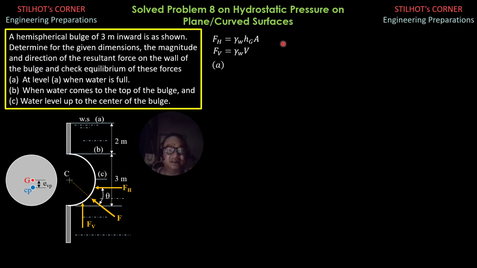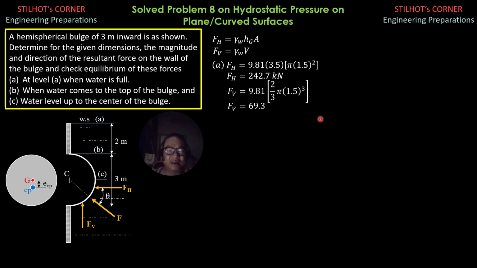So Fh is 9.81 times 3.5 times area pi times 1.5 squared. So Fh is equal to 242.7 kilonewtons in that direction. Then Fv is specific weight of water times volume of hemisphere. Volume of hemisphere 2/3 pi 1.5 cubed, and that is equal to 69.343 kilonewtons.